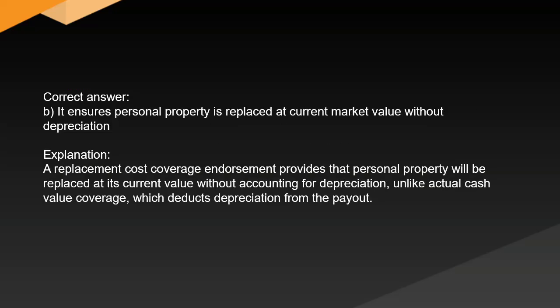Correct answer. B. It ensures personal property is replaced at current market value without depreciation. Explanation. A replacement cost coverage endorsement provides that personal property will be replaced at its current value without accounting for depreciation, unlike actual cash value coverage, which deducts depreciation from the payout.